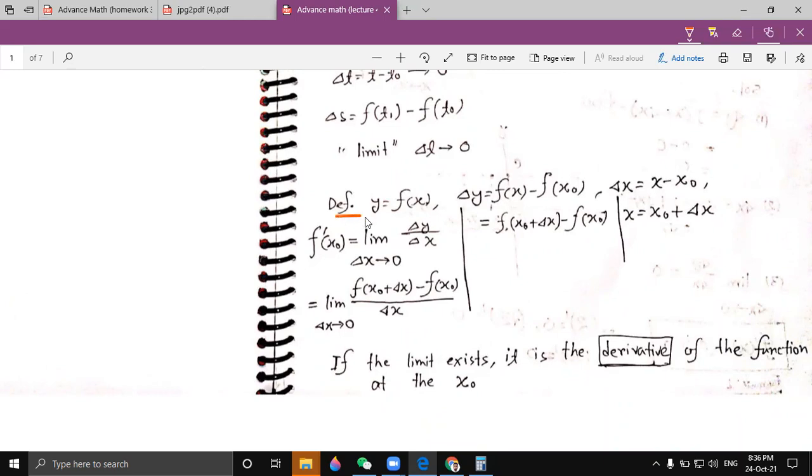For example, here we have y is equal to f of x, a function. And now this is our slope. How do we find the slope? If we differentiate the function, then we find the slope. And this slope is from this function, right? We have already seen it in the graph.